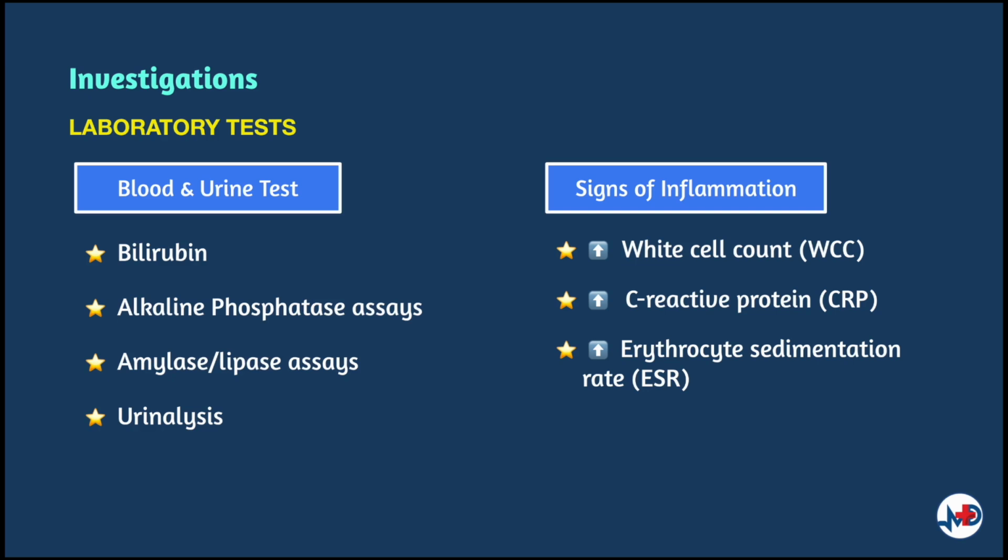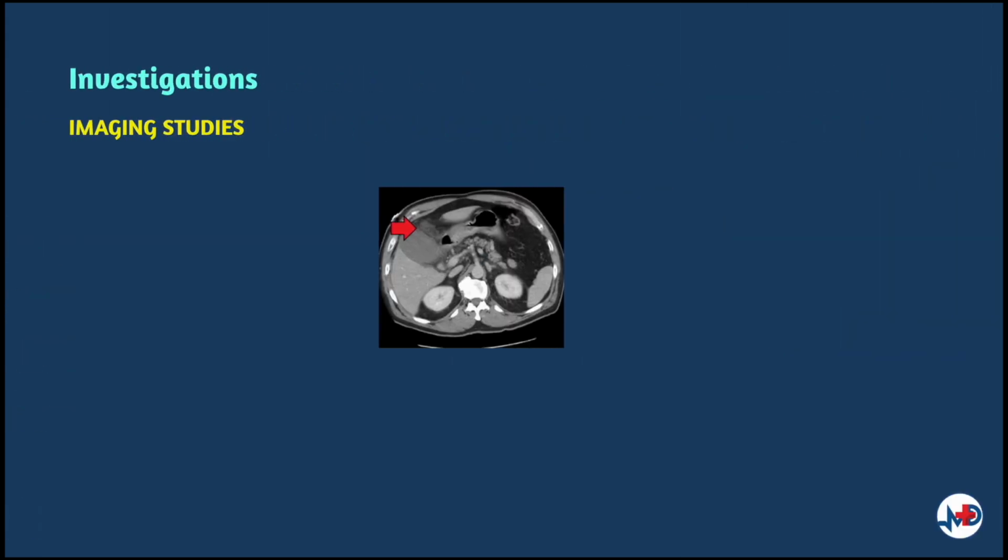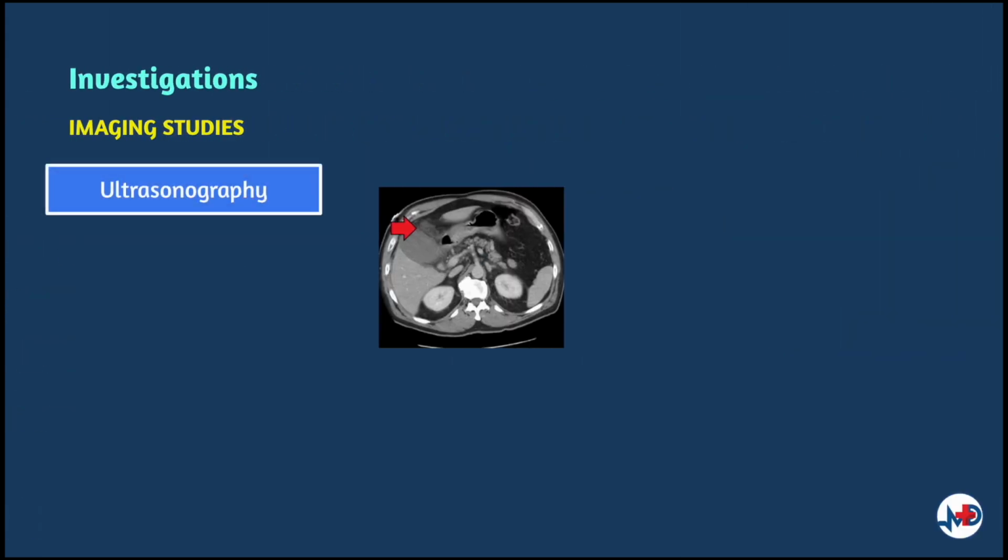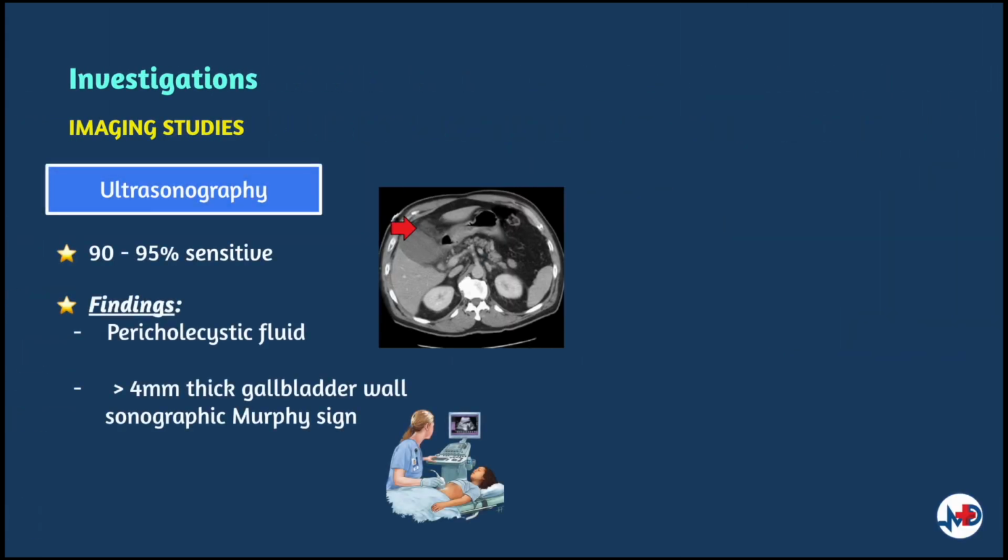Take note, amylase may also be elevated mildly in cholecystitis. A urine analysis can be carried out to help rule out pyelonephritis and renal calculi, which may also present with similar vague symptoms. Now let's look at the various imaging modalities available which can assist in the diagnosis and management of acute cholecystitis.